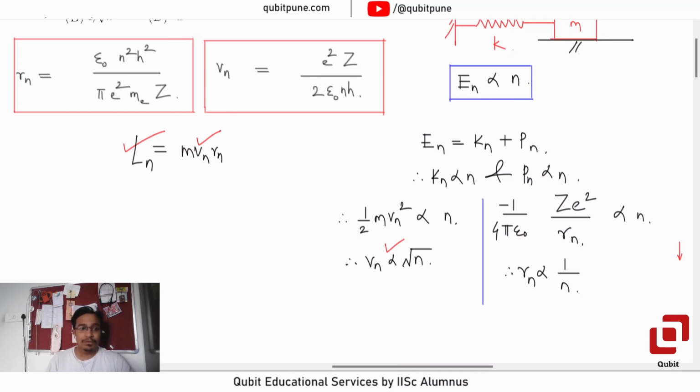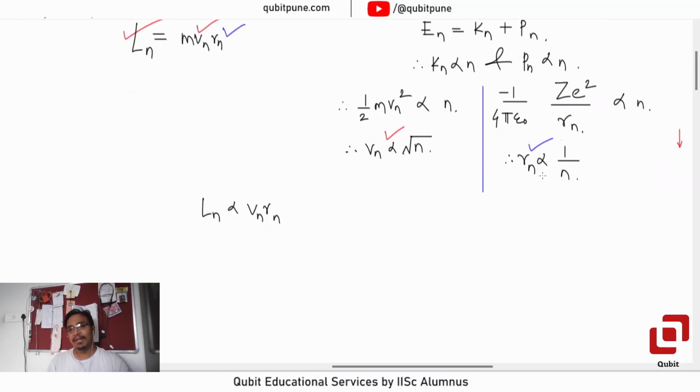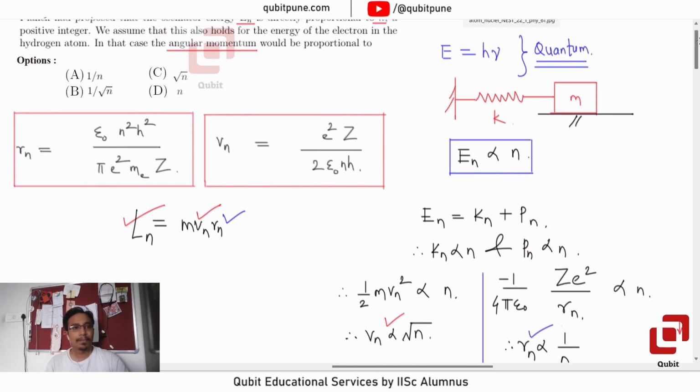Okay. So if you now know that Rn varies inversely with n, how about Ln? Ln varies with Vn into Rn. But Vn is varying directly with root of n and Rn is varying directly with 1 upon n. So Ln must vary with root n upon n, or Ln must vary with 1 upon root n. Option B.